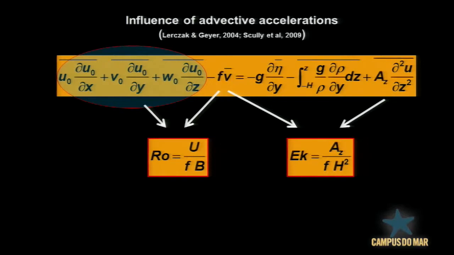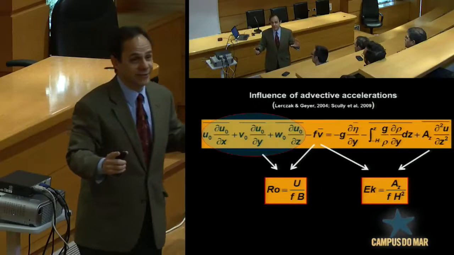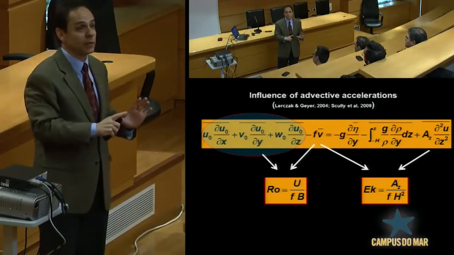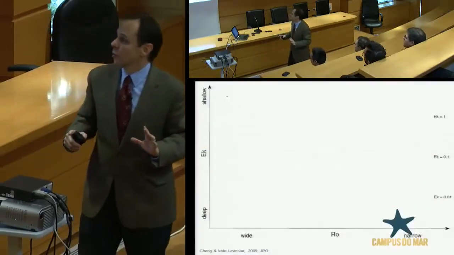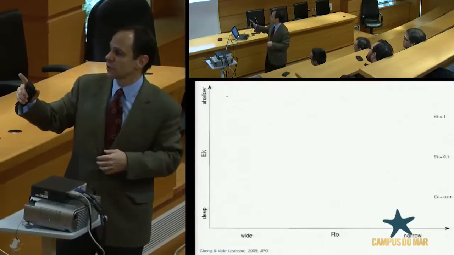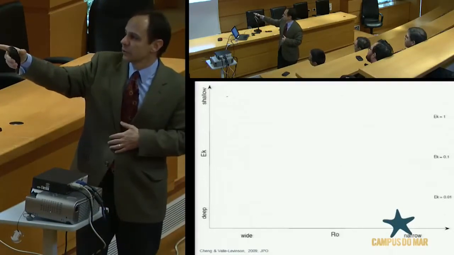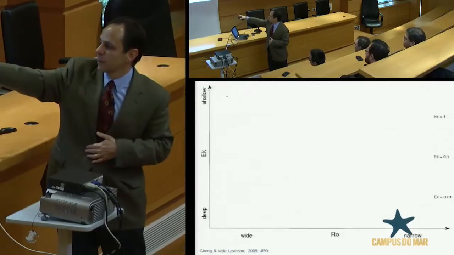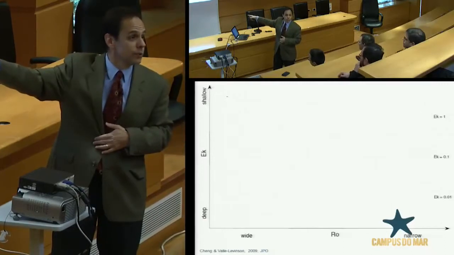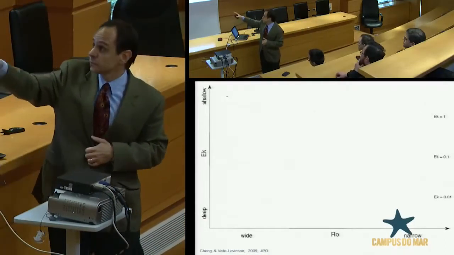We cannot do that analytically unless you're a math whiz and want to spend several months on the problem. So we've done it numerically with a numerical model, over a triangular cross-section. I'm going to show you different results in terms of the parameter space. On the x-axis, I have width, dynamic width, or Rossby number, and dynamic depth, the Ekman number, on the y-axis.